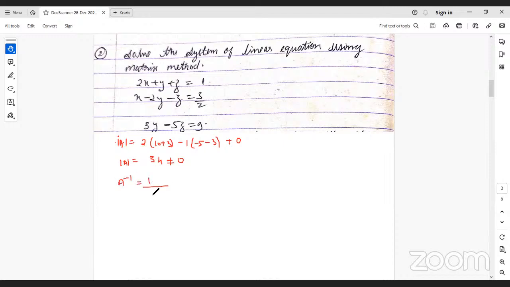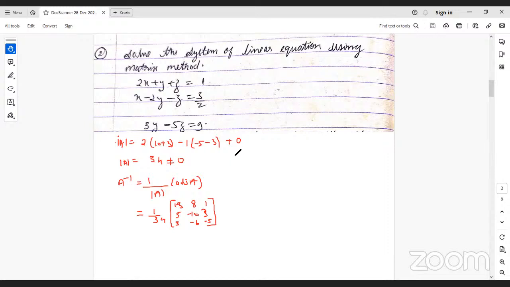A inverse is equal to 1 upon determinant of A into adjoint of A. Okay, so 1 upon 34 into, already we have got the adjoint of matrix A: 13, 8 and 1. Next 5 minus 10 and 3, and then the last column elements are 3 minus 6 and minus 5. Okay, so these are A inverse value.